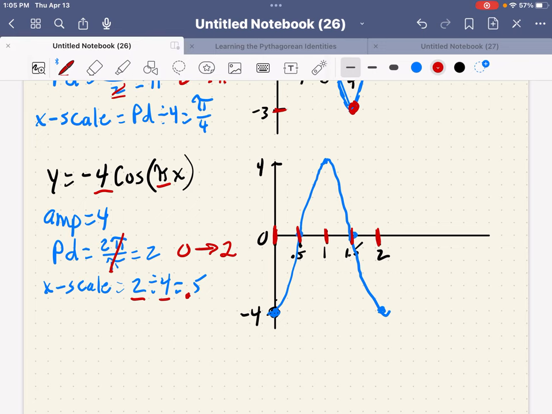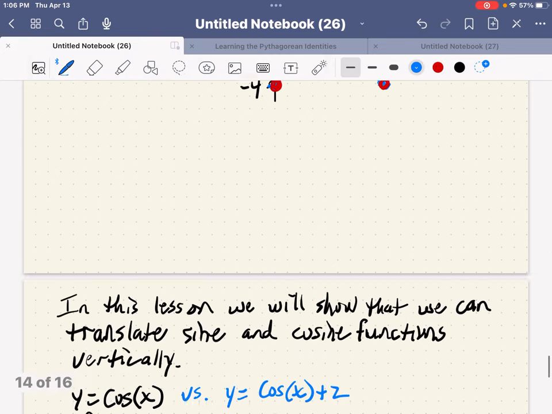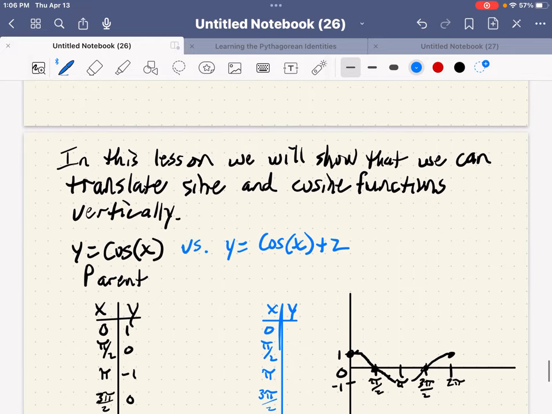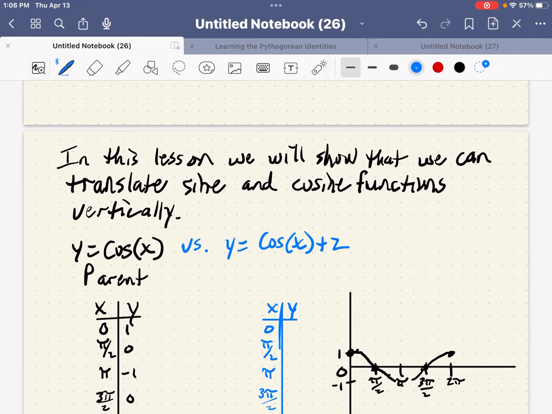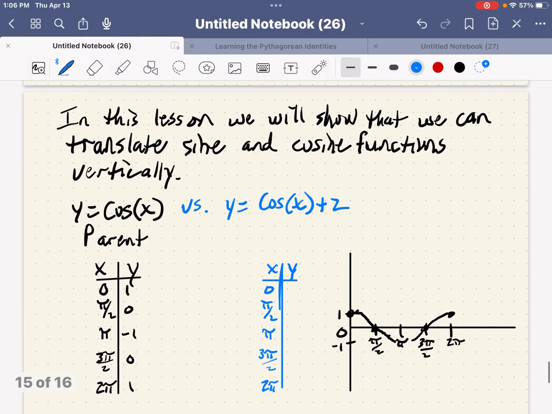And then, because my amplitude is negative, my cosine wave is going to reflect and do the opposite of what it normally does. So it's going to go low, middle, high, middle, low. So hopefully you're comfortable graphing sine and cosine waves with different amplitude and period. All right, so now moving forward, in this lesson, we're going to show you that we can translate sine and cosine functions vertically. We refer to this as vertical shift.